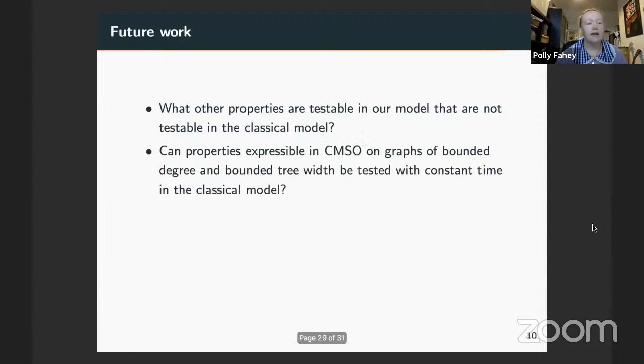And as I've just mentioned, it would be nice to know if properties expressible in CMSO on graphs of bounded degree and bounded tree width can be tested in constant time in the classical model or not, as this would tell us if our result is an actual improvement. So do we get a property which can be tested more efficiently in our model?